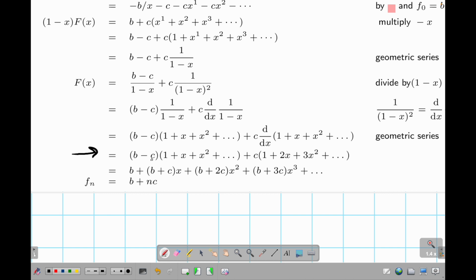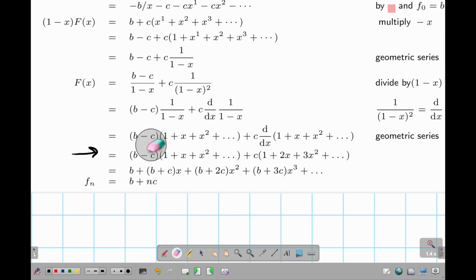Now I just look at the constant term. It will be b minus c. Here it will be c. The minus c and the plus c give me b. So this is the constant term. What about the x term? I will have b minus c here. This c multiplied by 2 gives me plus 2c. And there's a minus c here for this x. So I will have b plus c times x.